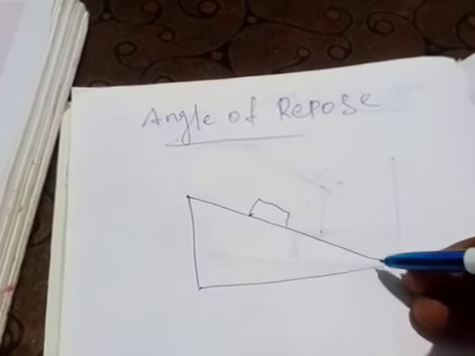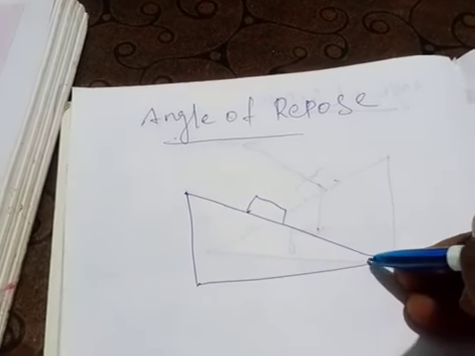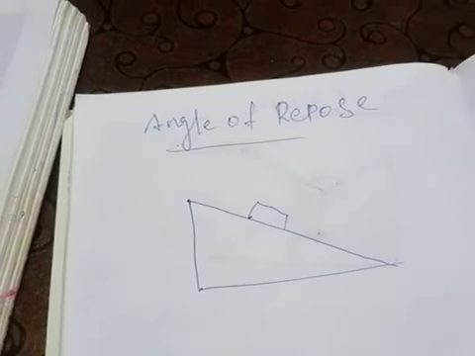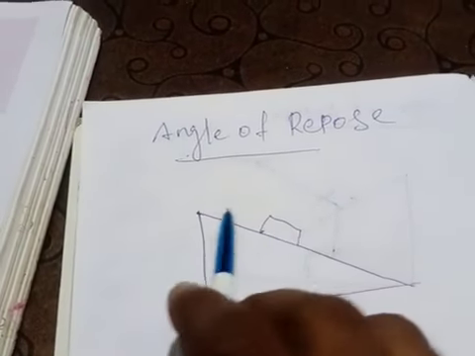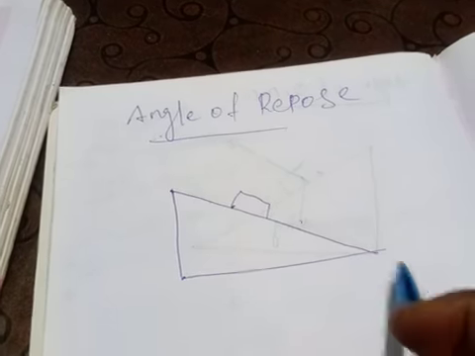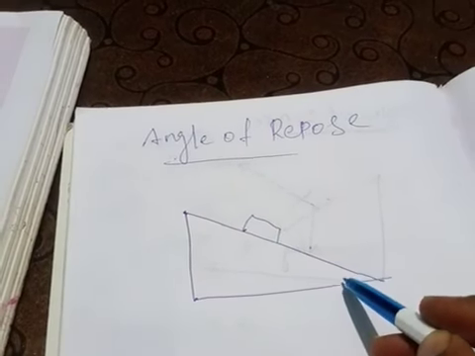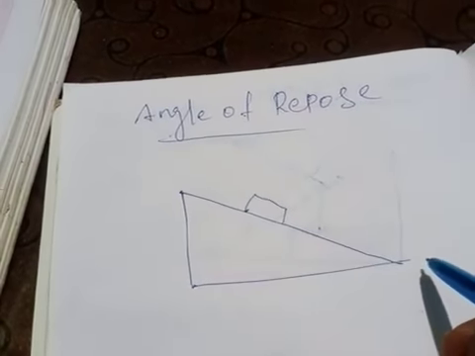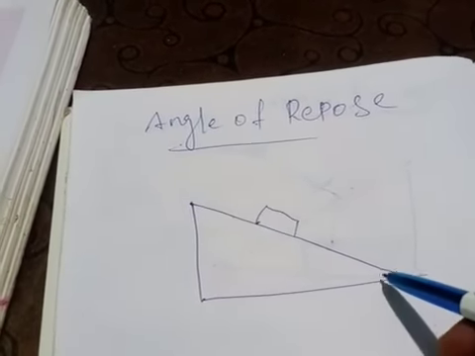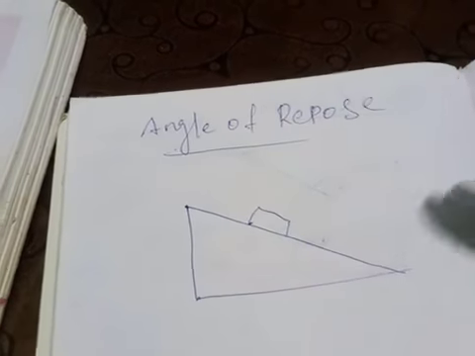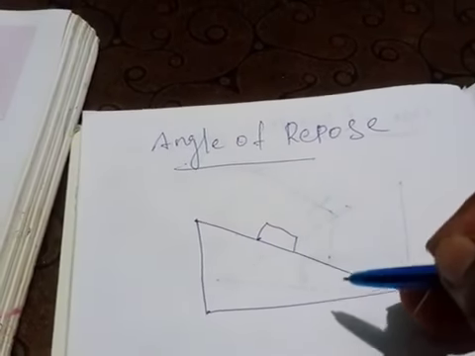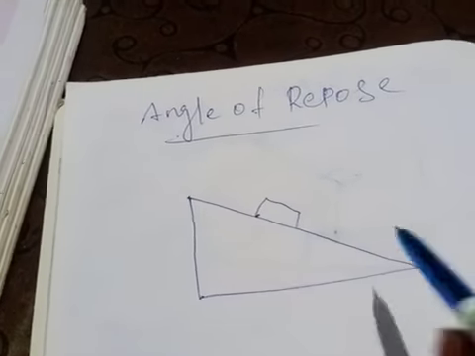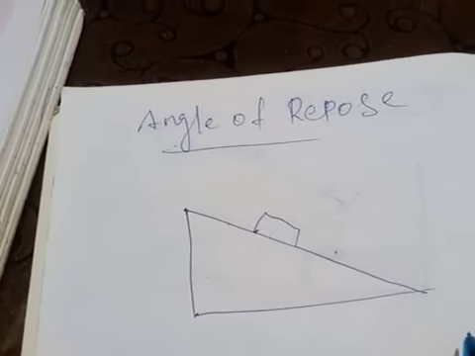Assume that the angle of this inclined plane is very small, so we know that this object will not slide down. If we reduce the inclined plane angle theta, the object won't move in the downward direction. So what we have to do is increase this theta value a little bigger. What will happen? We know that the object will slide in the downward direction.